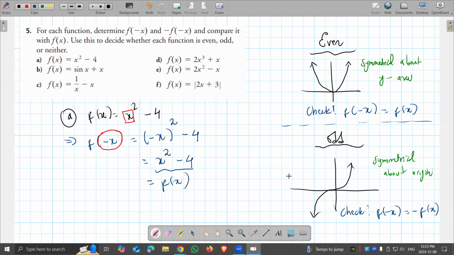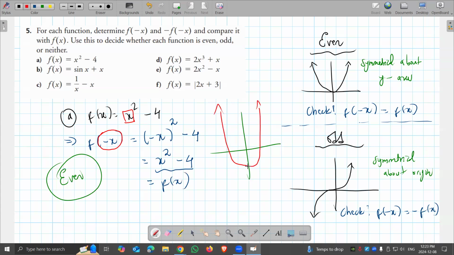Is it odd, even, or neither? Look at which condition was satisfied from here to here. F of negative x, right? We plugged in the negative value for x. We ended up getting the original function. So it's therefore even, right? Yeah, exactly, it's even. And very easy to graph. You can see it graphically as well. X squared minus 4 looks like this. It has a vertex at negative 4, so it's perfectly symmetrical around the y-axis. It is an even function. Okay?